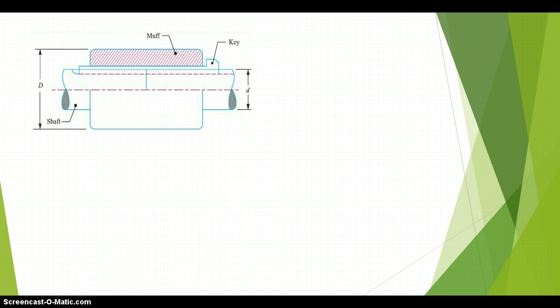Here you can see two different shafts, the driver shaft and the driven shaft, combined with the muff or sleeve. That is called muff coupling.